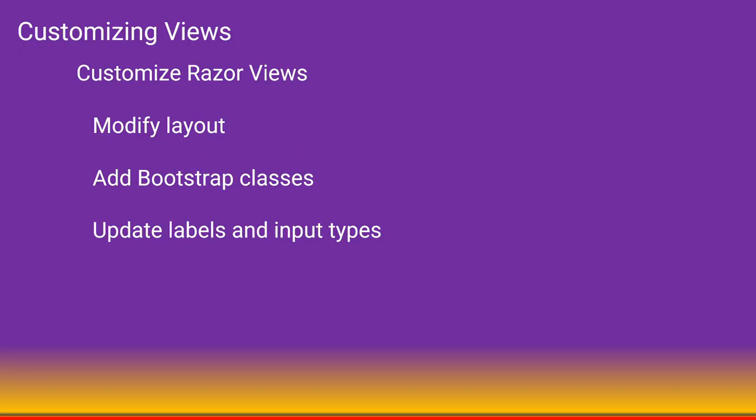Even though the views are automatically generated, you can customize them freely. For example, add Bootstrap classes to improve the look and feel or update the labels to be more user friendly. You can also change input types or add client side validation.